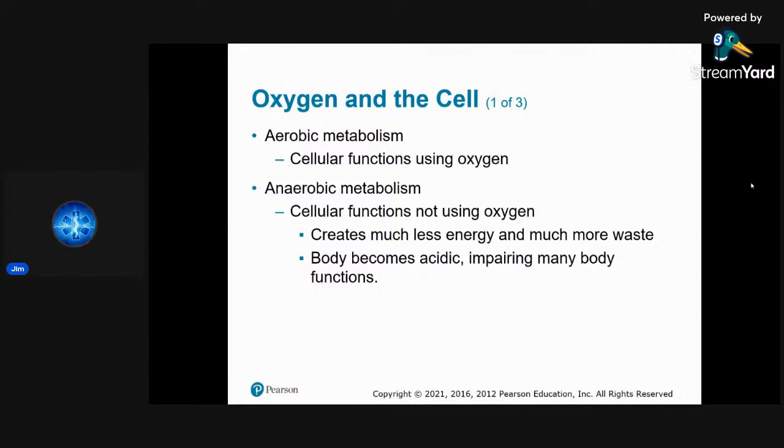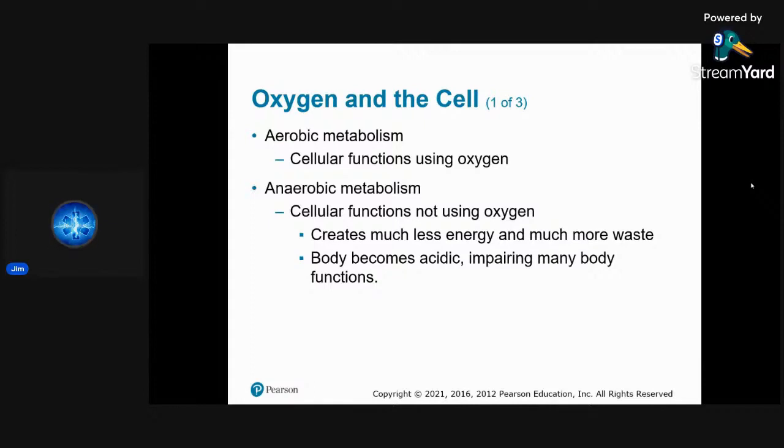All right, oxygen in the cell. We're going to talk about two different types of metabolism. Aerobic metabolism is your normal metabolism. That's what we do using oxygen. If our oxygen supply is enough to meet demands, we use aerobic metabolism, which means we use oxygen and glucose, convert them to energy. The cell uses the energy, and the byproduct is carbon dioxide.